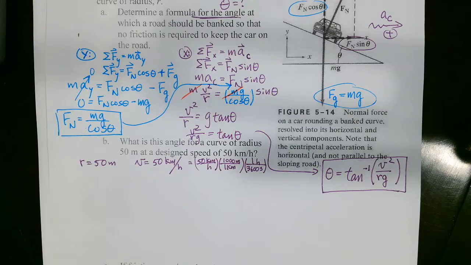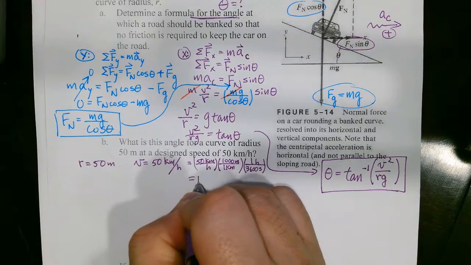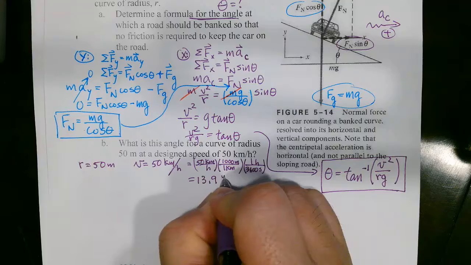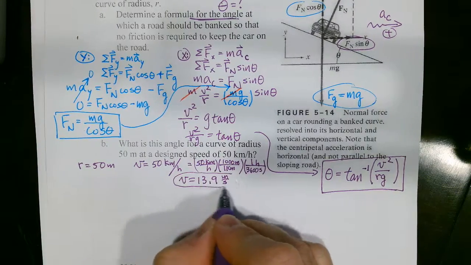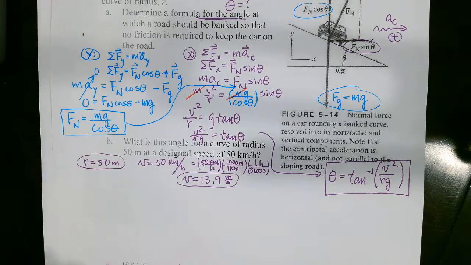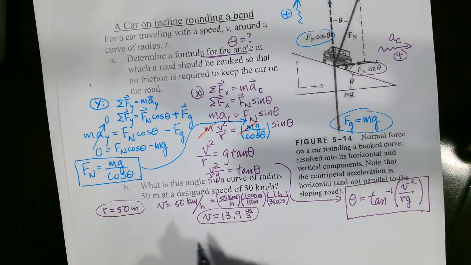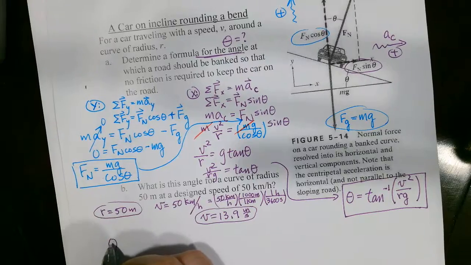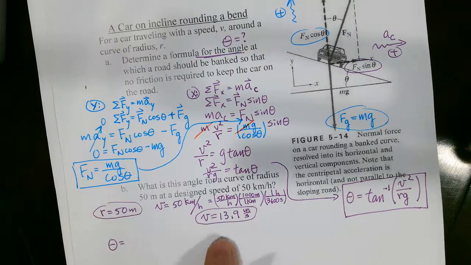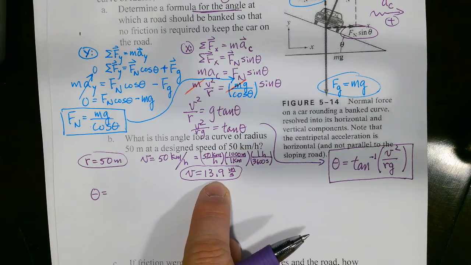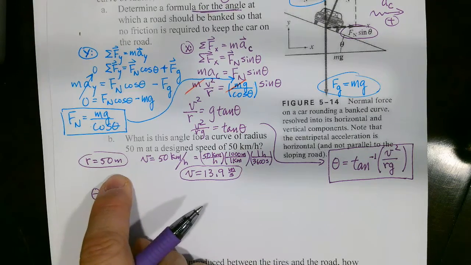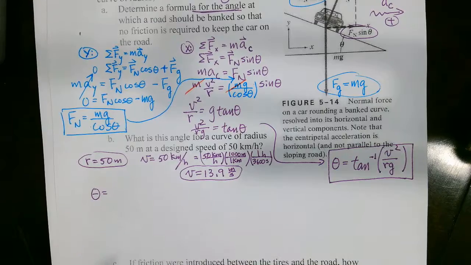All right? So if you work that out correctly, you get 13.9 meters per second as your v. So this is the one you have to use. So what should the angle of the embankment be for cars to safely negotiate that turn at 13.9 meters per second with the radius of 50 meters in a circular path?